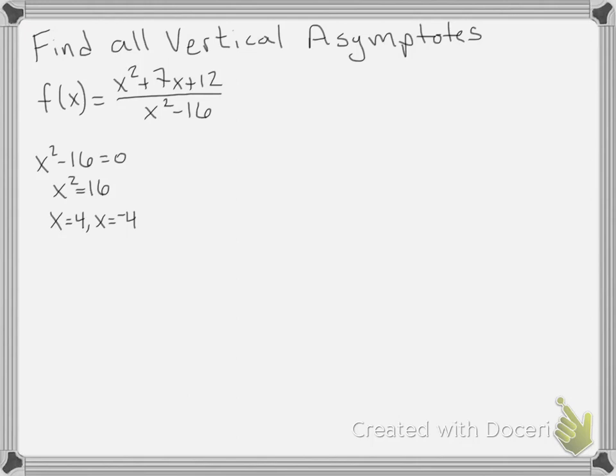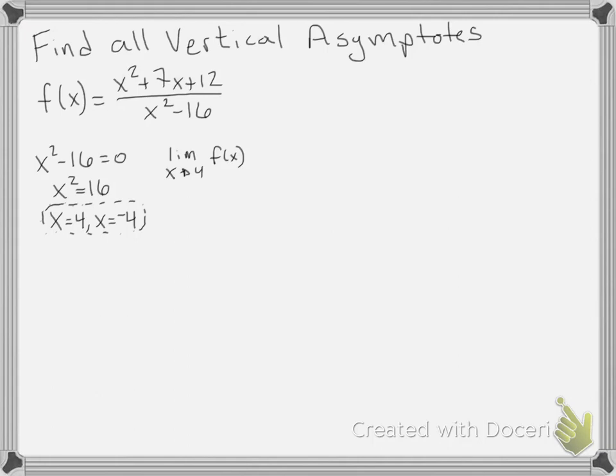So now that I have these possibilities, I need to check these to see if they are indeed vertical asymptotes. How do I do that? I go to the definition. X equals 4 is going to be a vertical asymptote if and only if the limit as x approaches 4 from either side, left or right, is equal to positive or negative infinity. So we need to look at the limit. Since I wrote 4 first, I'll go ahead and do 4 first. The limit as x approaches 4 of f of x, of my function.